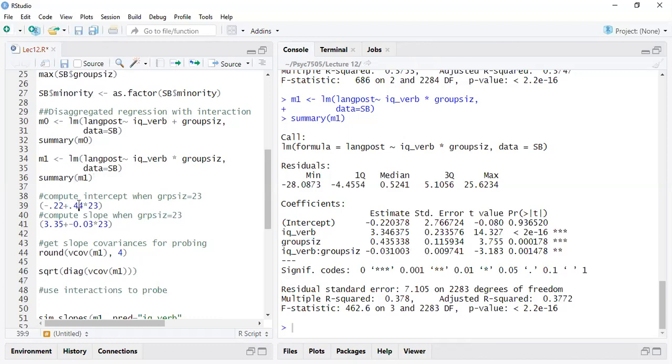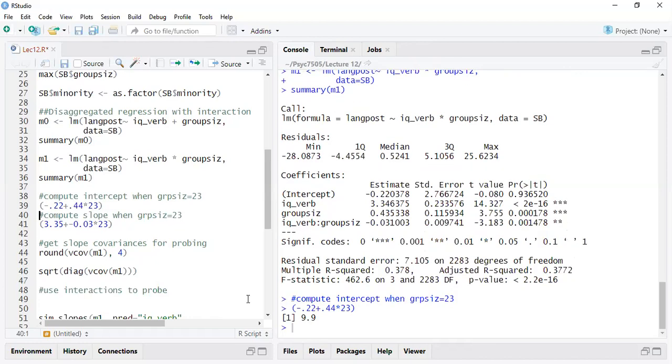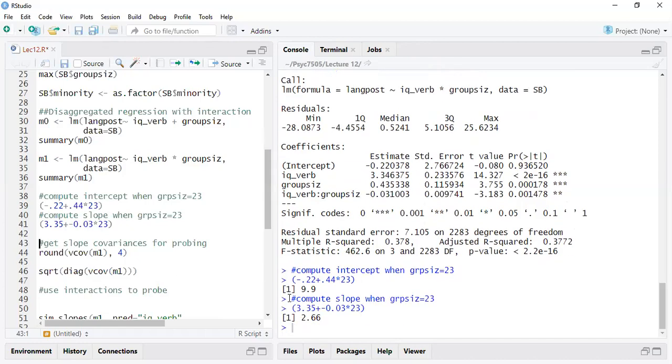So for group size is 23, the simple intercept is negative 2.22 plus 0.44 times 23. That would be 9.9. The simple slope is the slope of our focal predictor, verbal IQ, here 3.35, plus the slope of the interaction term times the value of the moderator. So plus negative 0.03 times 23. So when group size is 23, my simple slope would be 2.66.